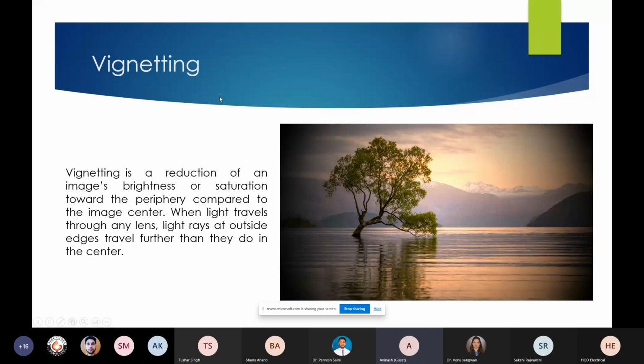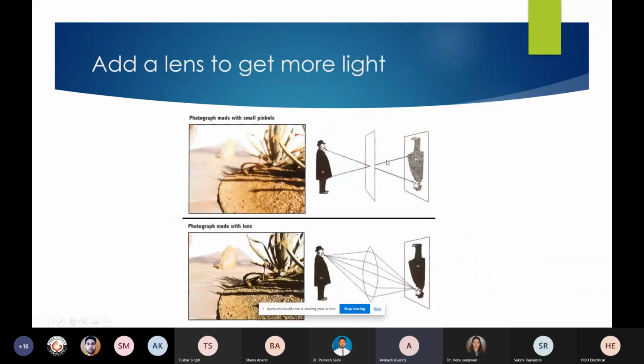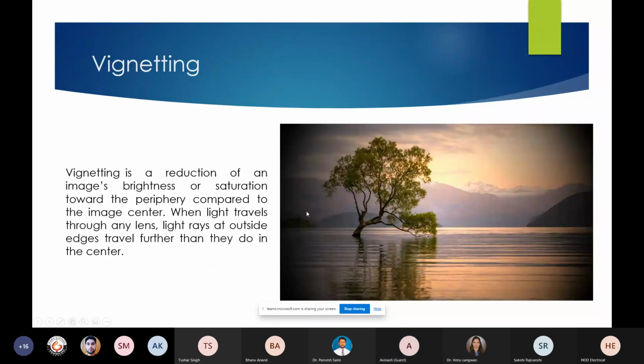Another artifact that is generally introduced by lens systems is called vignetting. If you look at a general lens here, at the image plane, the light rays at the edges of the lens have to travel much more to reach this point compared to the center. This causes a lot less light to be captured as we move away from the center of the image. As you can see in this image, it's a lot darker at the edges of the image plane.